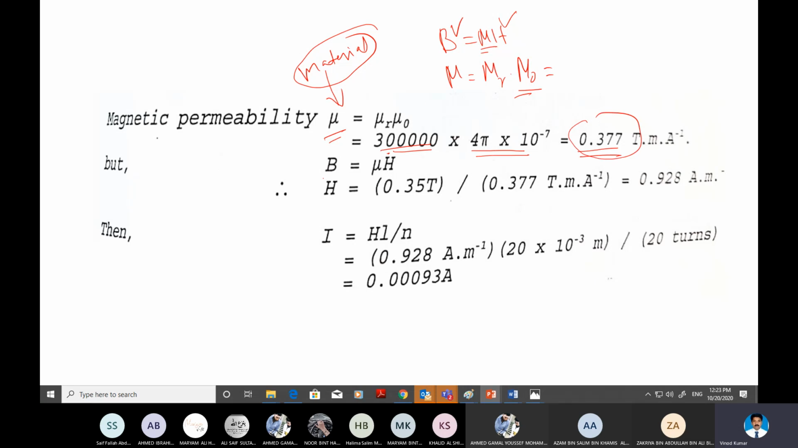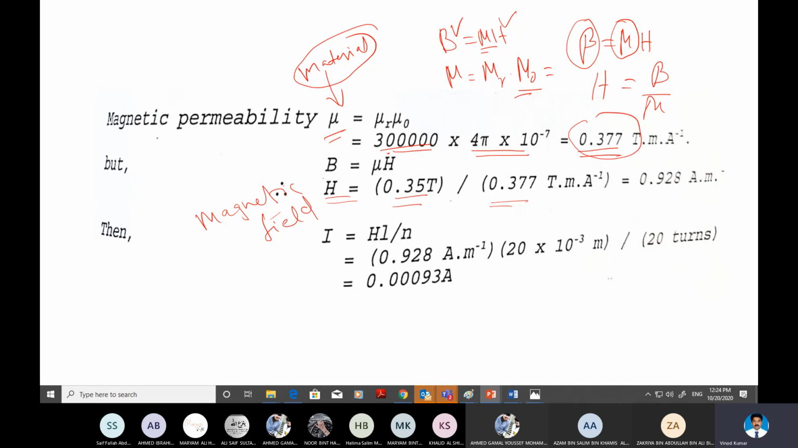Sorry, B is already there. So B is equal to mu H, and you got mu. B is given. Find H. H is equal to B over mu. You will get H, which is called the magnetic field. H is the magnetic field.